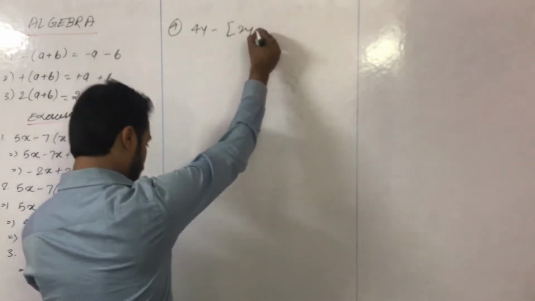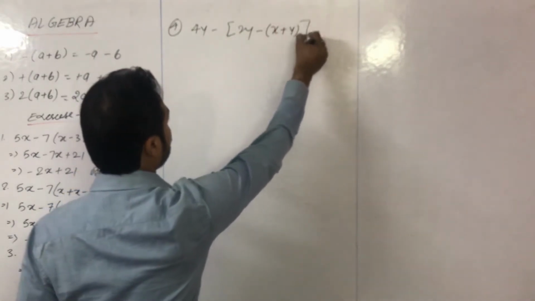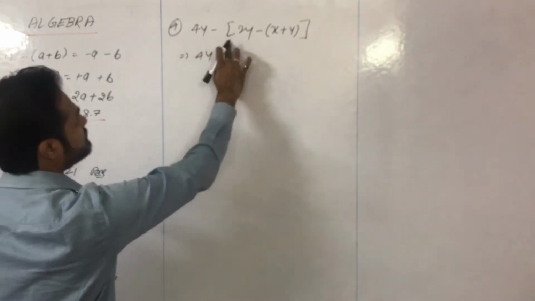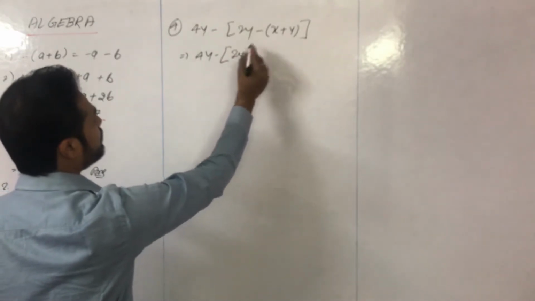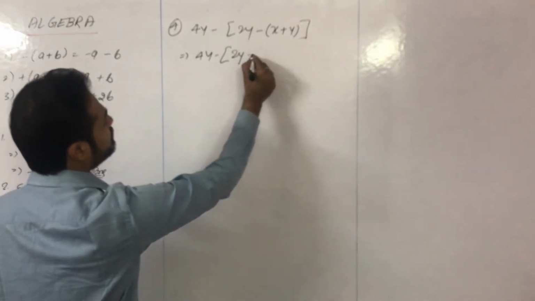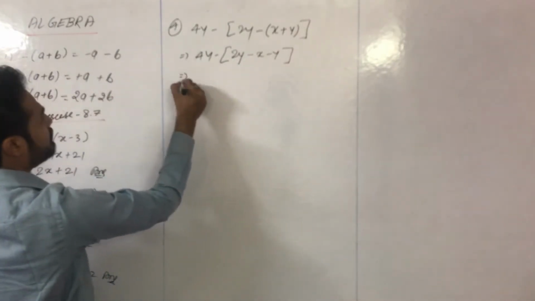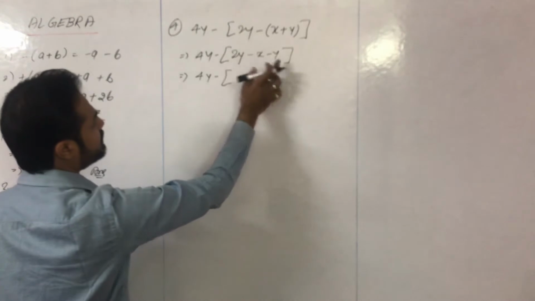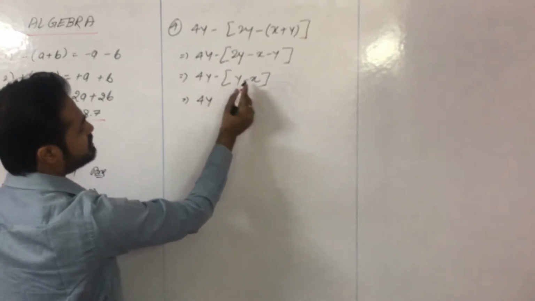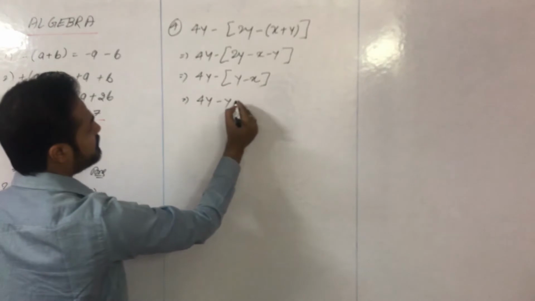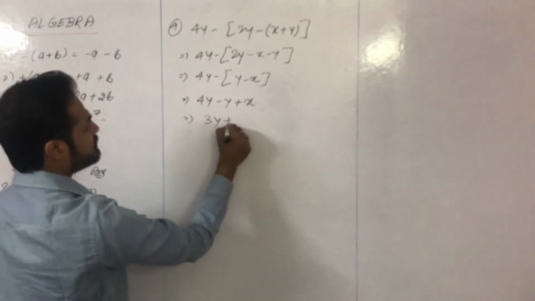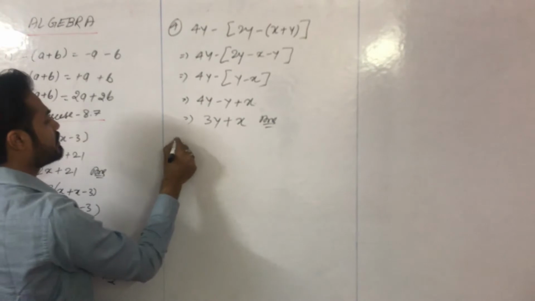minus, in bracket, 2y minus (x plus y). So in this question, first of all, we'll solve the terms inside the bracket, minus 2y. So first of all, we'll solve for this bracket. Negative sign before the bracket means we have to change the sign. So minus x minus y. Again 4y minus, now we'll solve this bracket. 2y minus y will be y, y minus x. Again minus before the bracket means we have to change the sign, so minus y, and minus minus plus x. In the last step, 4y minus y is 3y plus x. So this is the final answer.